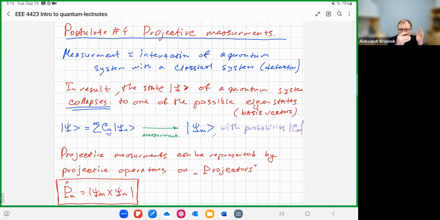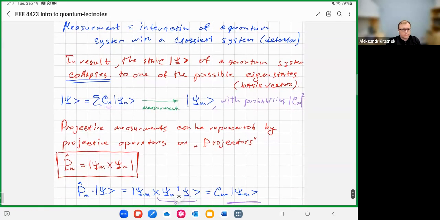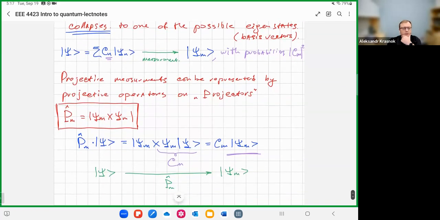When this happens, the quantum system changes abruptly and spontaneously. It changes the state from the superposition of states to one particular state of the system. It is represented by this line here. So suppose we have a psi vector, psi state.